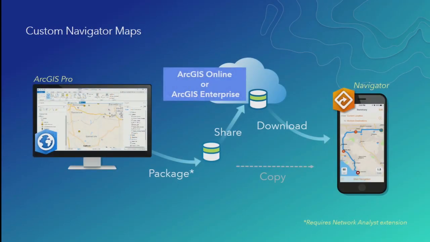This is essentially the workflow that we're looking at. Within ArcGIS Pro, we said that we package up those three map capabilities within an MMPK file, and then we need to get that to the Navigator users. How do we get it to the Navigator users? We share it to our ArcGIS Online or our ArcGIS Enterprise organization. Once it's up there, the Navigator users can see it and download it.